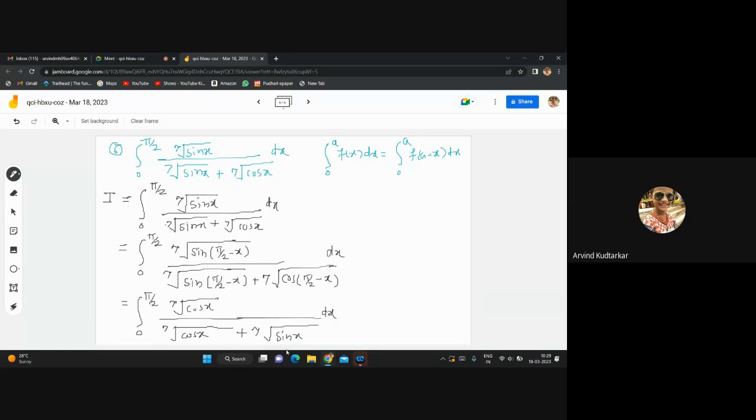It means that we are getting the same denominator. Look, this denominator and this denominator are the same: 7th root of cos x here, 7th root of sin x here. So this is also I. Both are integrals, and these two integrals are the same, no doubt. So when you add these two, what will I plus I be equal to?